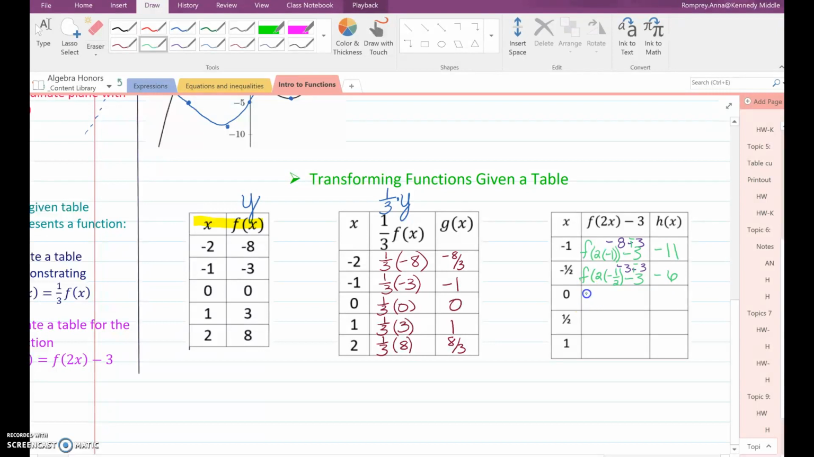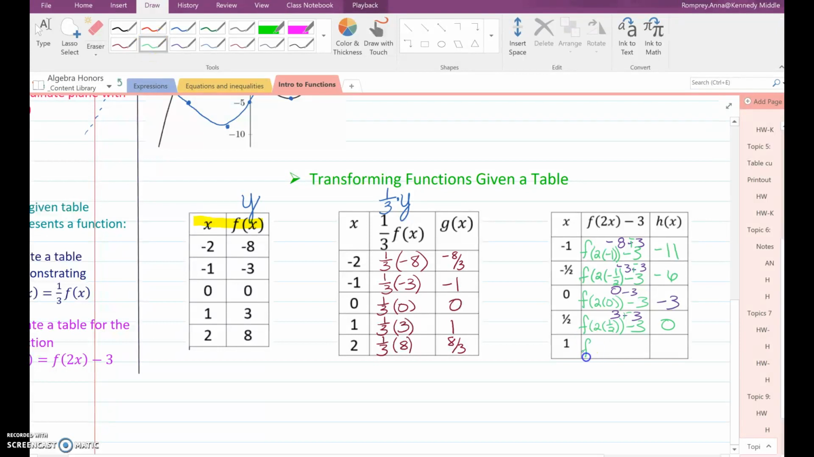All right, I'm going to continue. So f of 2 times 0, minus 3. So f of 2 times 0 gives me f of 0, which is 0. Awesome. So 0 minus 3 is -3. Sweet. All right. F of 2 times 1/2. 2 times 1/2 is 1. So f of 1, I come back here. F of 1 is 3. Oh, let me finish writing that. So 3 minus 3. Keep, change, 0. All right, last one.